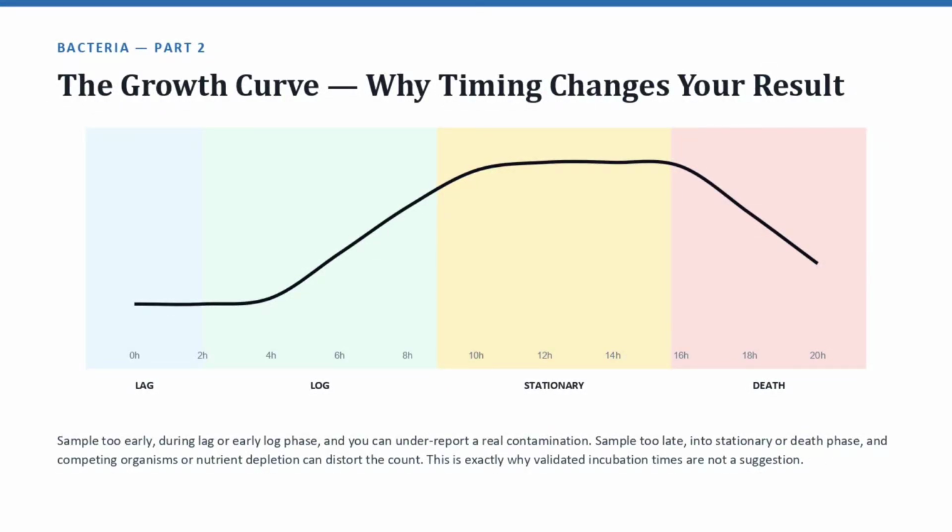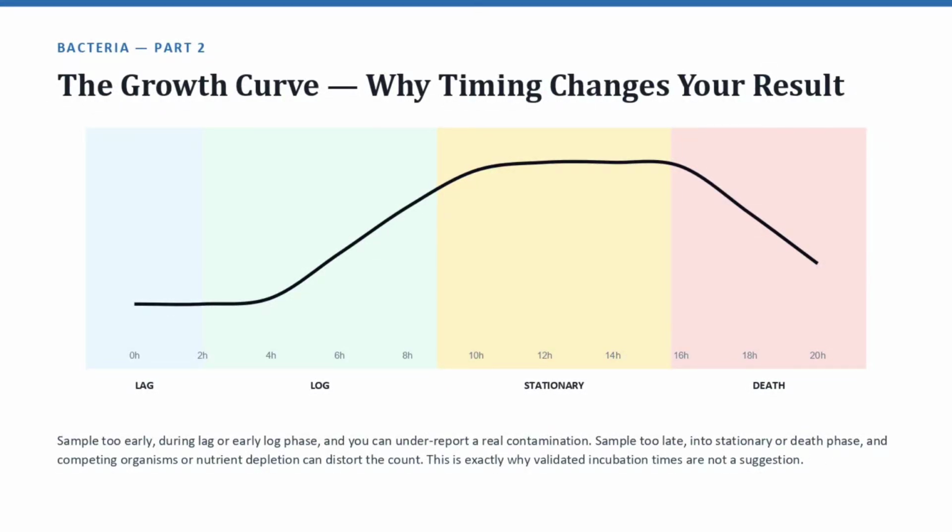The second phase is log, short for logarithmic. This is exponential growth. The population climbs steeply, doubling again and again. The third phase is stationary. Growth levels off. Nutrients are becoming limited, waste products are building up, and the rate of new cells being produced roughly balances the rate of cells dying. And the fourth phase is death. Nutrients are depleted, waste has accumulated, and the population starts to decline.